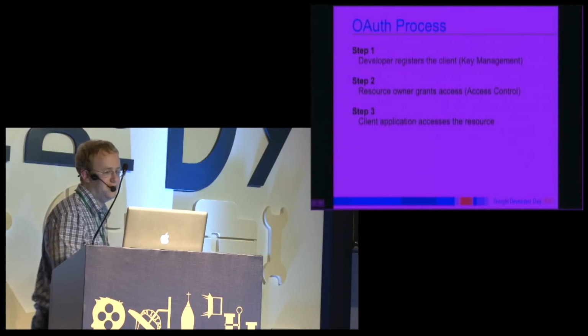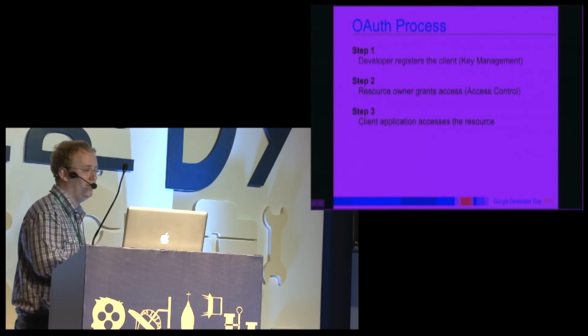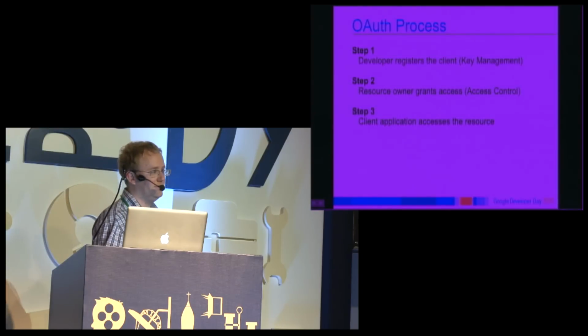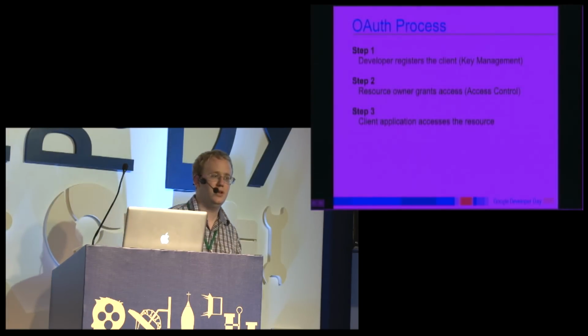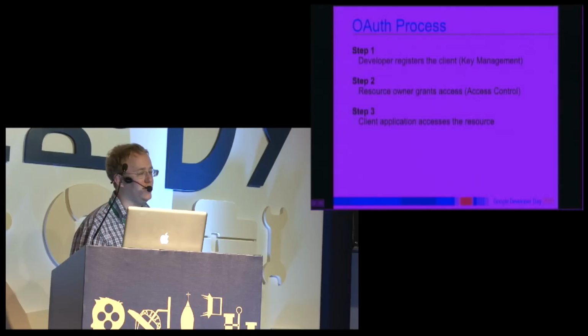So let's talk about each of these steps. Step 1, the developer registers the client. That's the key management. Step 2, the resource owner, oftentimes a user, grants access to their data. That's access control. And then the client application actually does access the resource.